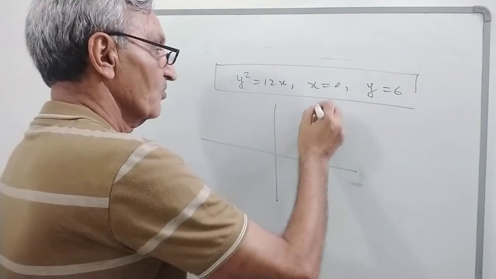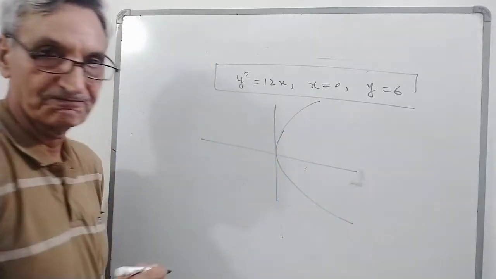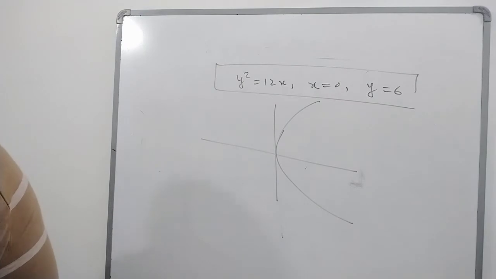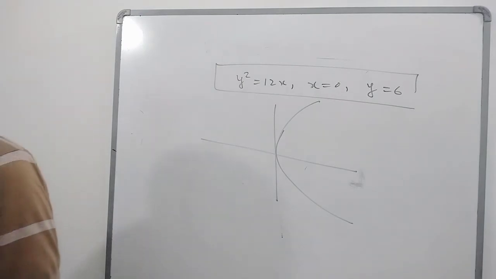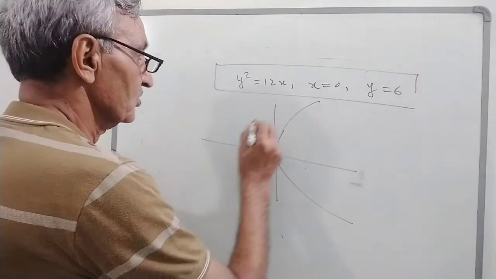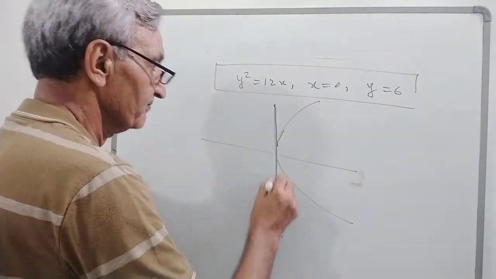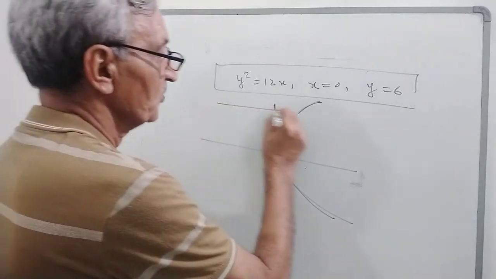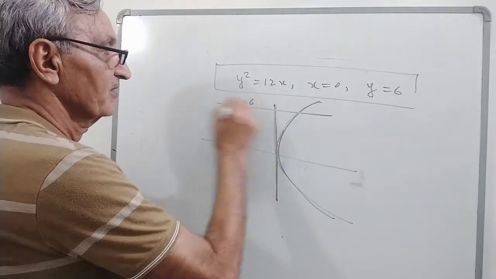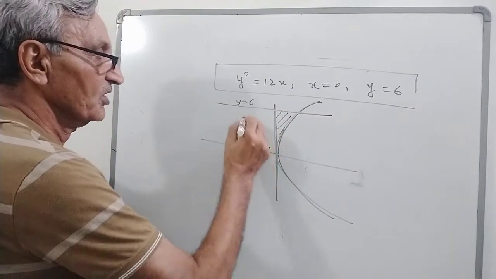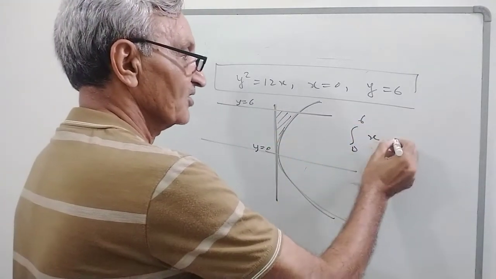This is y square is equal to 12x. And now we have x is equal to 0. What is x is equal to 0 here? This is x is equal to 0. This is the graph. And y is equal to 6. This is the area I want to find. Simple. Here y is equal to 0. So from 0 to 6, x into dy.